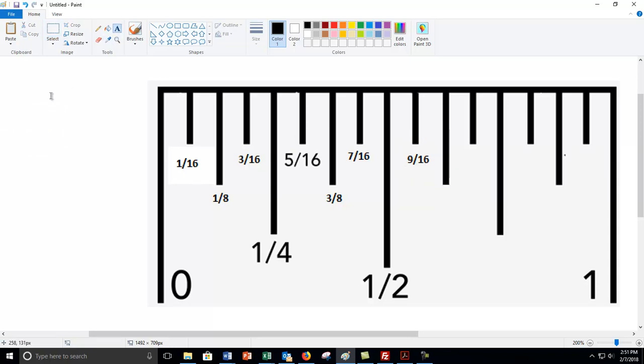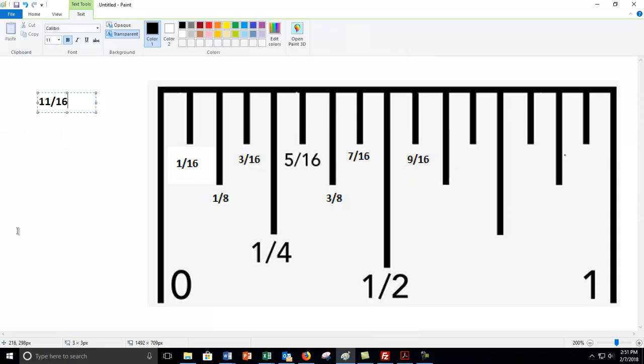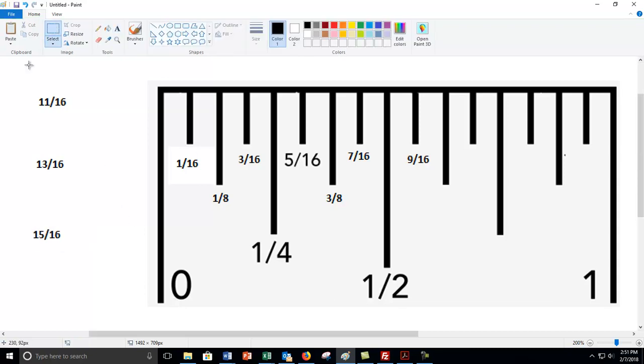You know what? Knowing that, let's just add 11. And let's add 13. And let's add 15. We'll drop those in where we know they're going to go. We know 11/16 is going to be here, and we know that 13/16 is going to be here, and we know that 15/16 is going to be here. Notice the location: 1, 3, 5, 7, 9, 11, 13, 15.